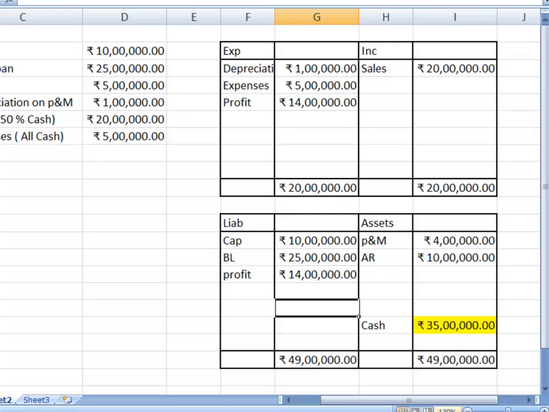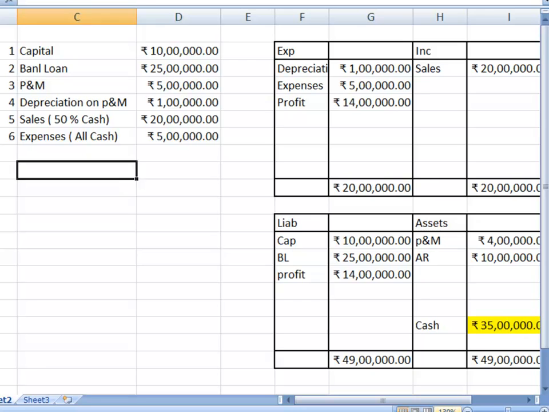Profit of 14, which will give you a balance sheet total of 49 and 49. So, is there anyone who could not get the correct profit? Anyone who could not solve up to this? Okay. So then the next stage is the cash flow statement.